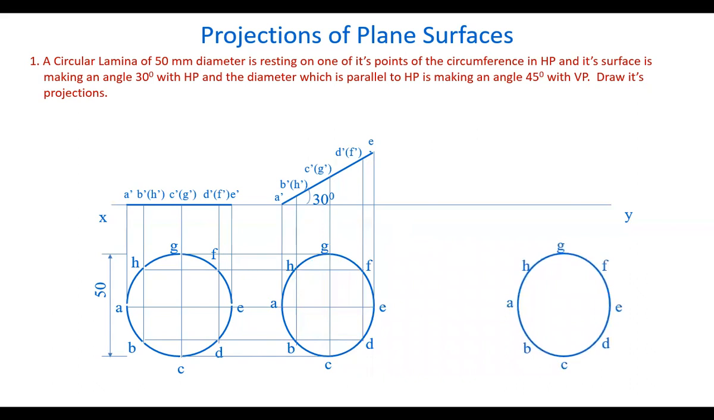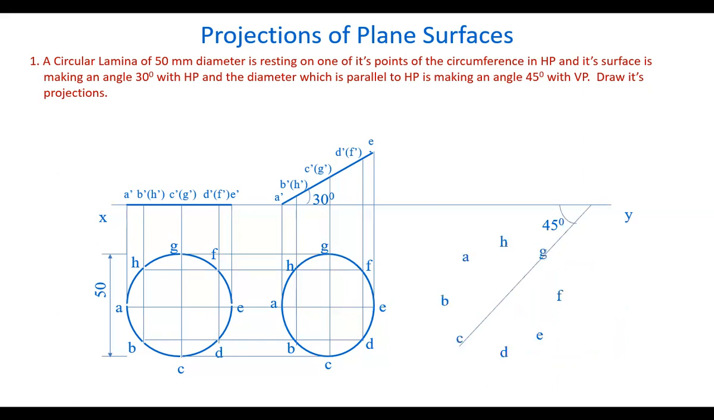So take the top view here and rotate it to the required angle such that this GC line will be at 45 degrees angle to the VP. So this is the GC now. So let's draw it. Take a line here at 45 degrees angle.